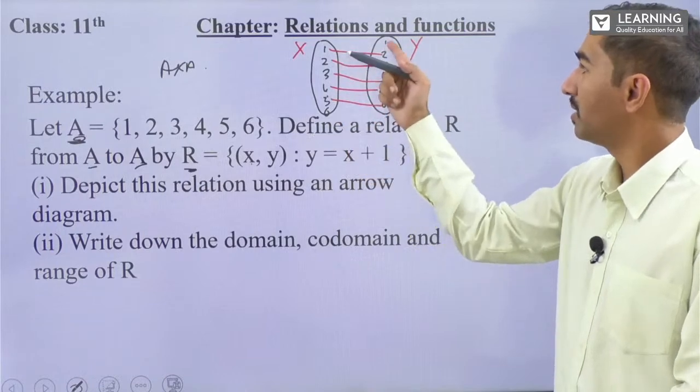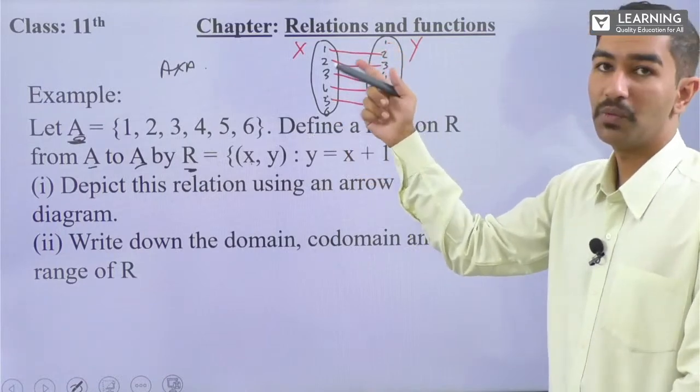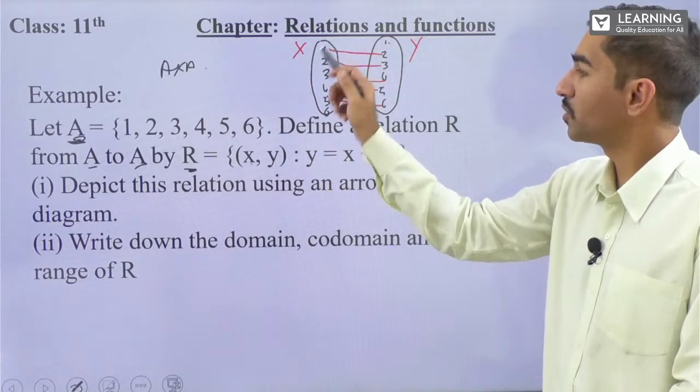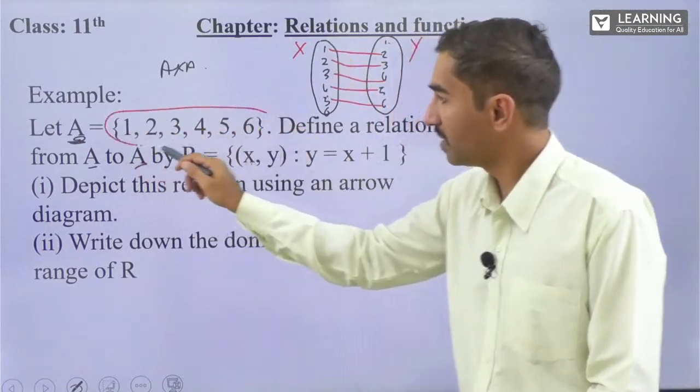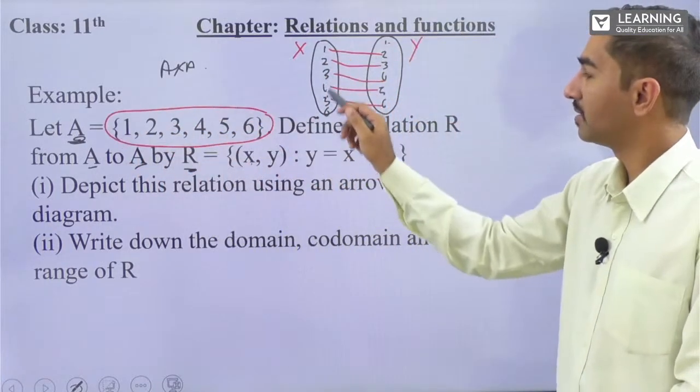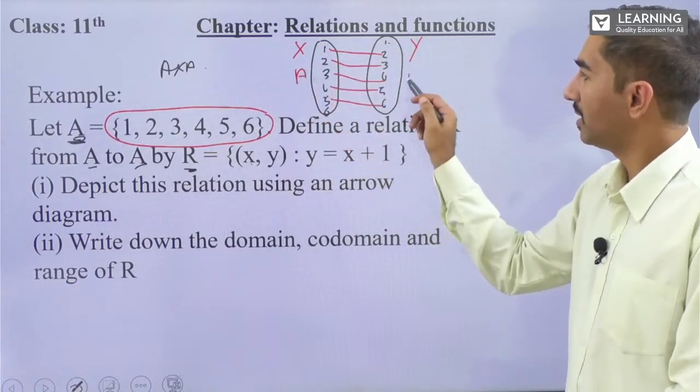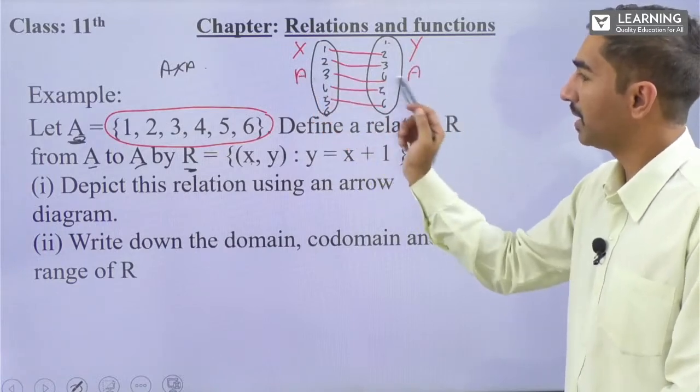Okay. And 1. So when can y be equal to 1? When x is equal to 0. So again 0 is not given in the set, right? See, whatever is given in the set only we are writing it here. So this is A. This is again A. So why are we multiplying A and A again?